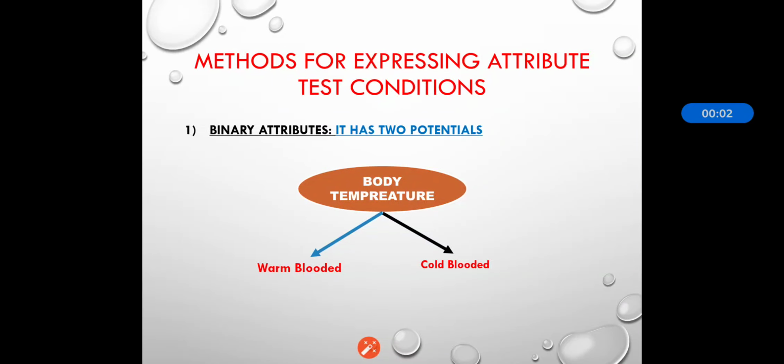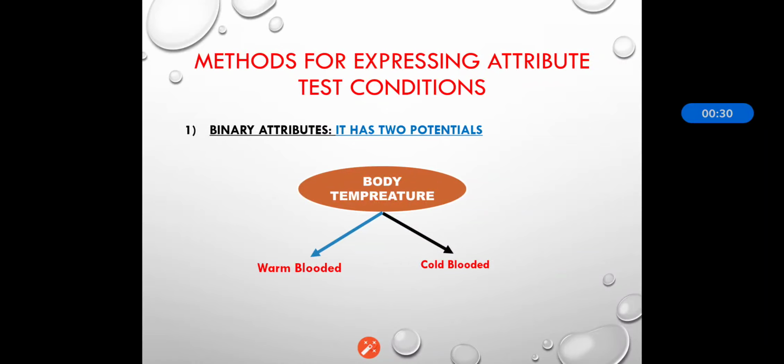So dear students, in our last section we have seen the design issues of decision tree induction, and in this section we will see the various methods for expressing the attribute test conditions. Now, as we have seen, a decision tree is responsible for the pictorial representation, so we will see the various attributes and the methods that are used for expressing the attribute test condition.